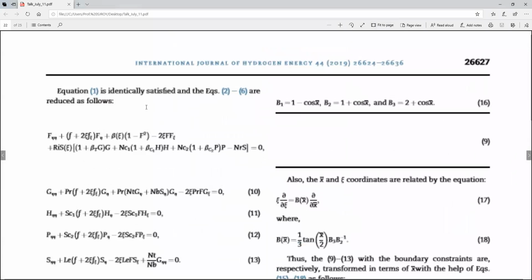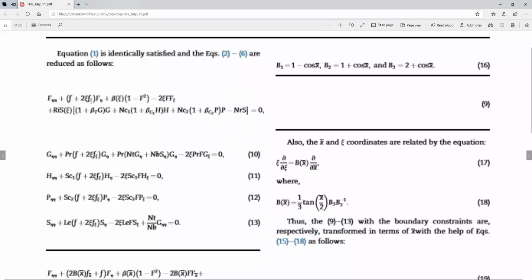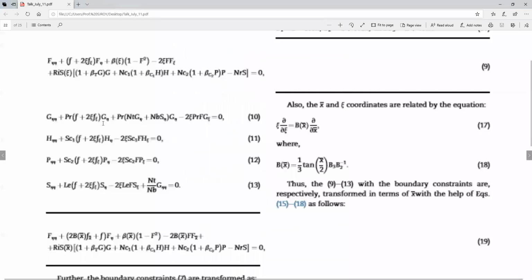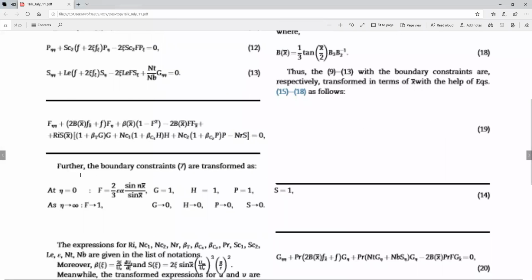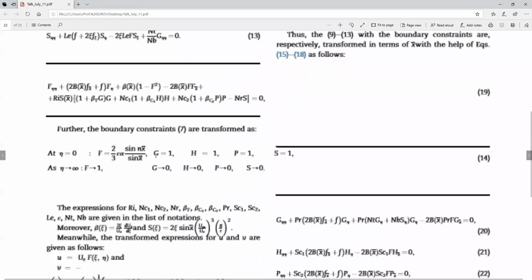Now, see, this is the first one. How complicated is it here? F, eta, G, everything is there. Here, G, H. So this is a system of 5 equations. Okay, 5 equations, and there are 5 boundary conditions.